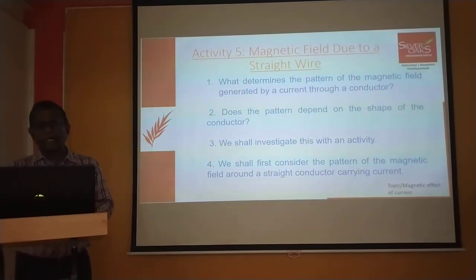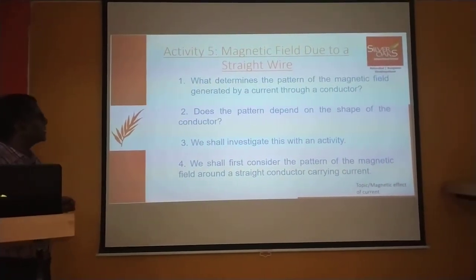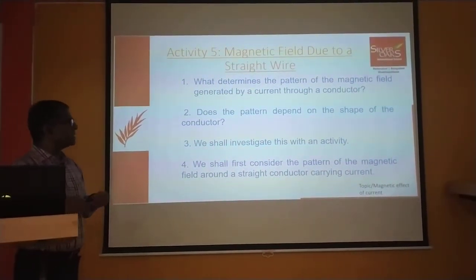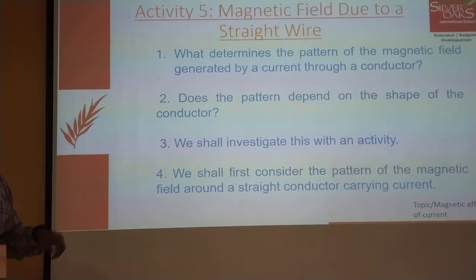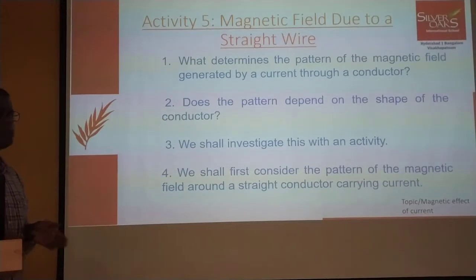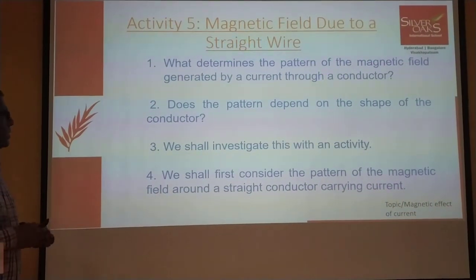What determines the pattern of the magnetic field lines generated by the current through a conductor? Does the magnetic field lines depend upon the shape of the conductor? If I take a straight wire or if I take a circular loop, does the magnetic field remain same? So as usual, we'll investigate this with an activity.